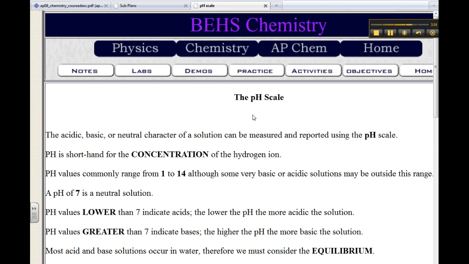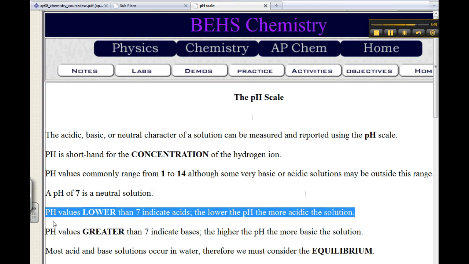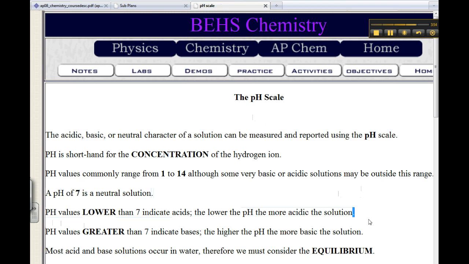The next piece of notes: a pH of 7 is a neutral solution. That's right there in the middle of 1 and 14, so that should make sense. Make sure that you underline and understand, or at least know, the next two sayings. First, pH values below 7 are acids. And the lower you get, the closer you get to 1, the more acidic it becomes. So hydrochloric acid is very acidic. It's right there at a 1 value.